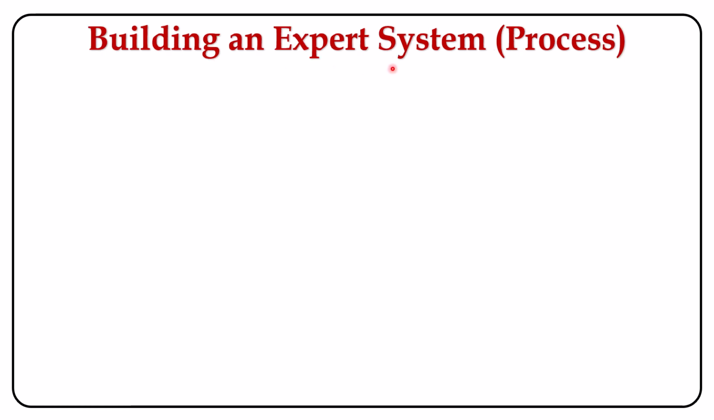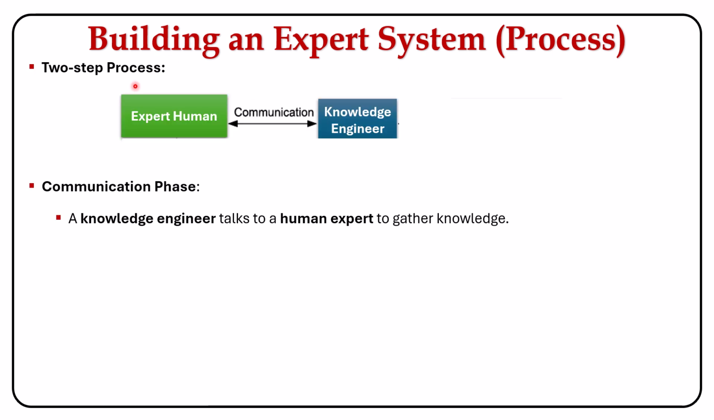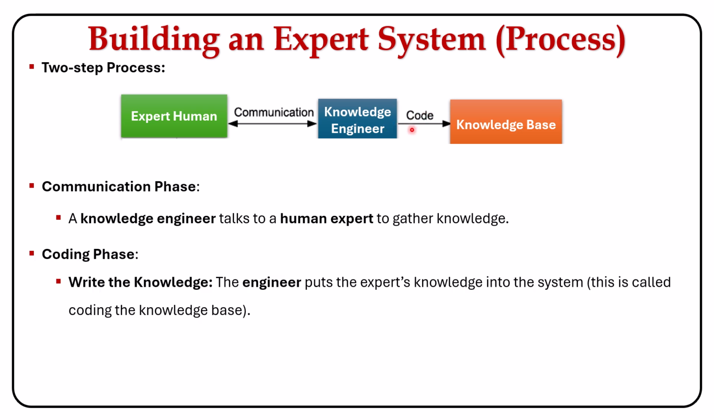Building an expert system involves a two-step process. The first is the communication phase. During this phase, a knowledge engineer talks directly to the human expert to gather the necessary information. Once the information is collected, the process moves into the coding phase. In this phase, the engineer writes the expert knowledge into the system. This step is known as coding the knowledge base.